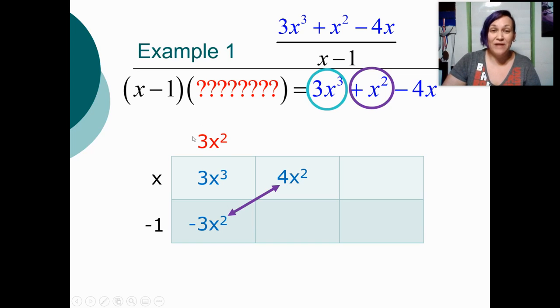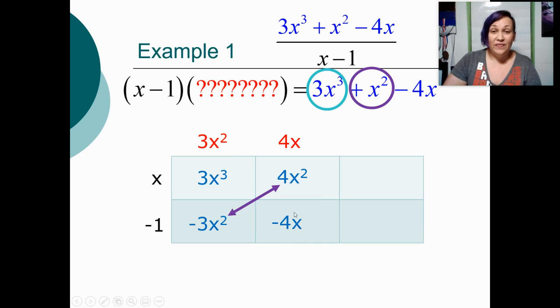Okay, very similar to how we got the 3x squared. Now I need to figure out x times what makes 4x squared. So x times 4x makes 4x squared. You know you're doing something right if you're getting descending order across the top of that box. Now this 4x gets multiplied with the x, but it also gets multiplied with the negative 1. So I'm going to do 4x times negative 1, and I'm going to put that down here.